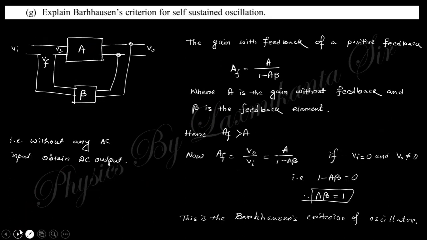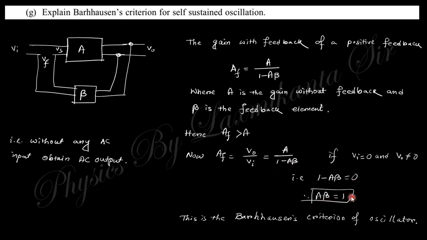Next is, explain Barkhausen criteria for self-sustained oscillation. The gain with positive feedback is like that, where A is the gain without feedback and beta is the feedback element. When this is a positive feedback, the gain with feedback is greater than A, that is the relation. If the input is 0 but the output is not equal to 0, then 1 minus A beta must equal 0, that is A beta equals 1.